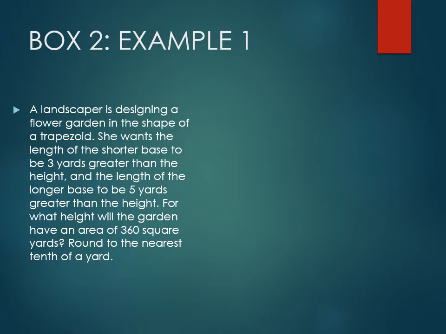A landscaper is designing a flower garden in the shape of a trapezoid. She wants the length of the shorter base to be 3 yards greater than the height, and the length of the longer base to be 5 yards greater than the height. What height will the garden have for an area of 360 square yards? Round to the nearest tenth of a yard. That tells us that if we're rounding to the nearest tenth, we get to work with decimals.